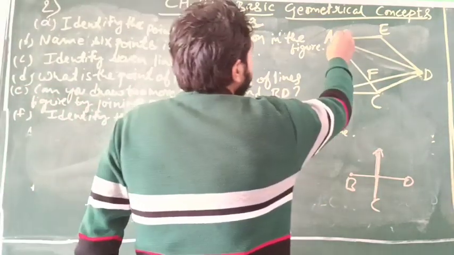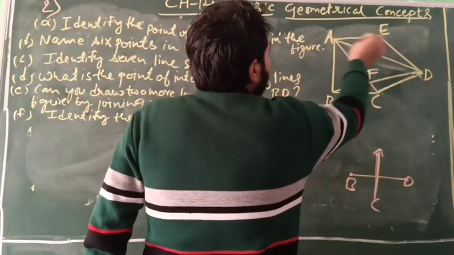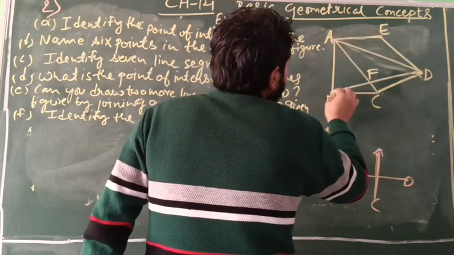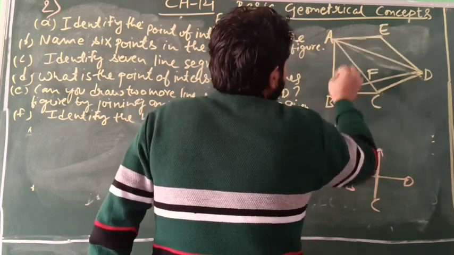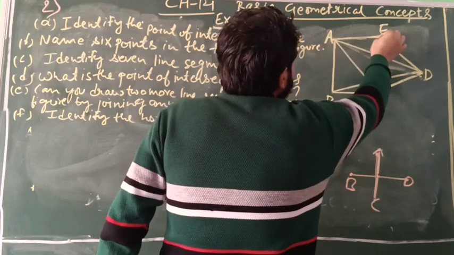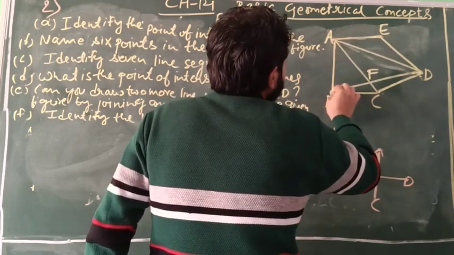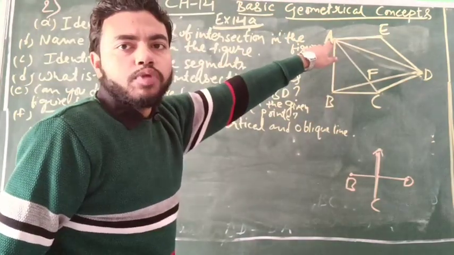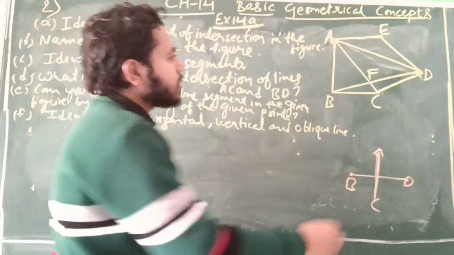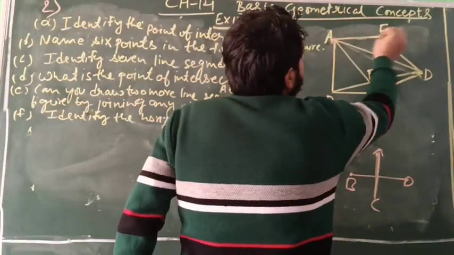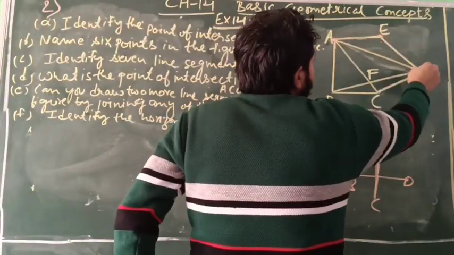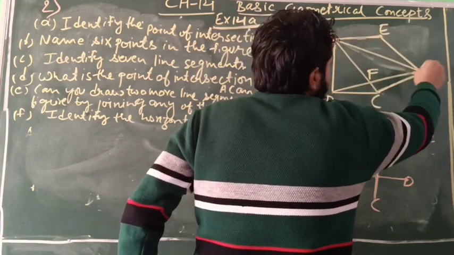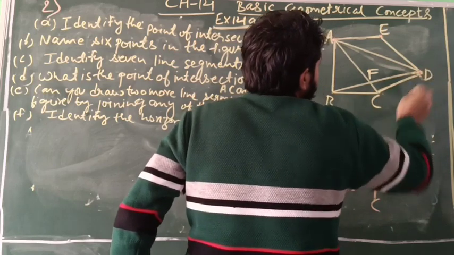So here you see that line segment AE and this one, BA or AB, they meet. Okay, this line segment EA and this line segment BA meet at that point. So that point A is an intersection point. Here you see that AE and DE meet. So that point is an intersection point. Here you see that ED and CD meet. So that point is an intersection point.